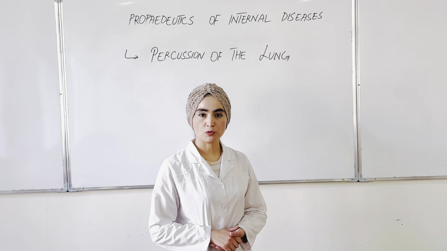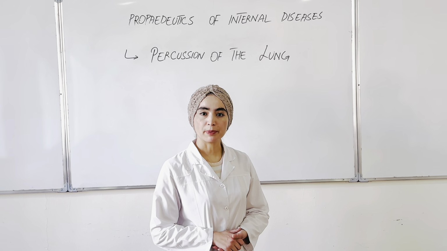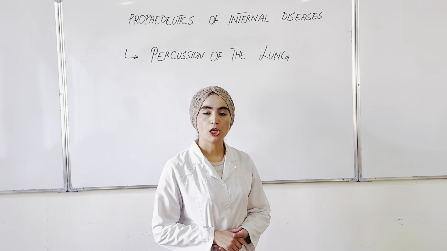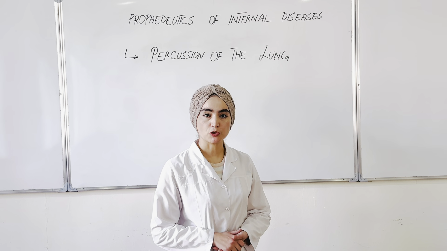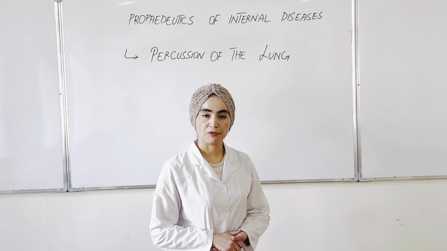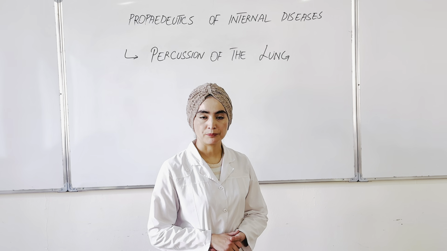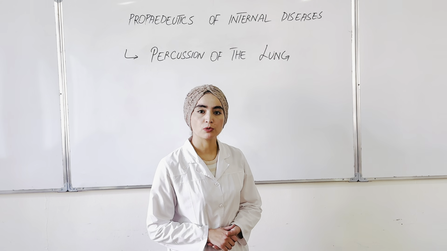There are two aims of lung percussion: comparative percussion and topographic percussion. In comparative percussion, we compare two halves of the chest at symmetrical points. In topographic percussion, we find the upper border, the lower border, and the mobility of the lower border. Now I'm going to explain all of them.